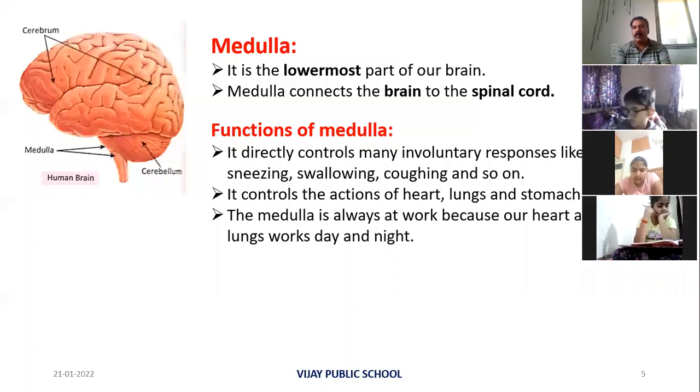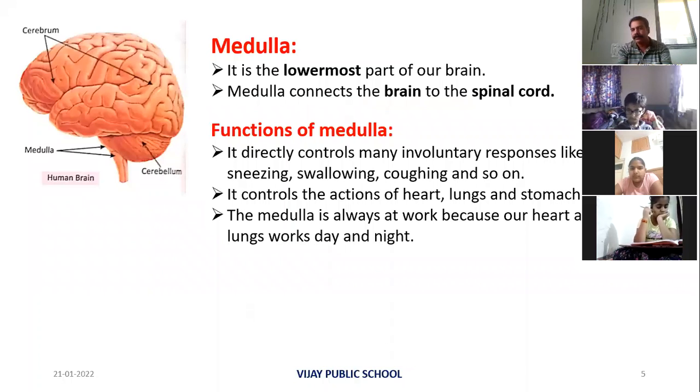The medulla is always at work. It works 24/7, regularly, constantly without stop. We can say it is the busiest part of our body, because it controls the working of the heart and lungs, and the heart and lungs pump day and night. That is why we can say that the medulla is also at work day and night, because it is associated with the heart and lungs. It controls the work of the heart and lungs.